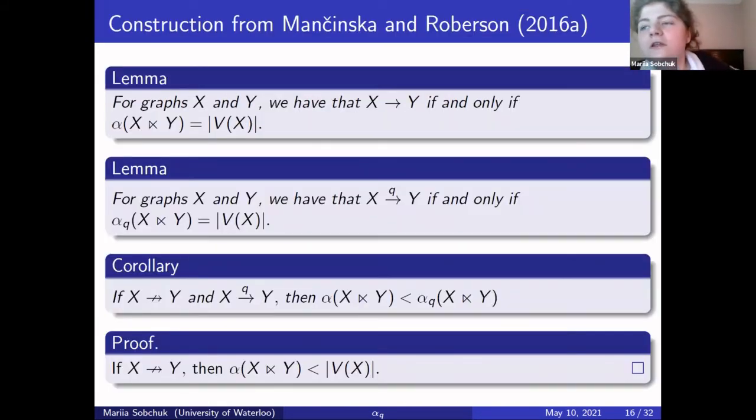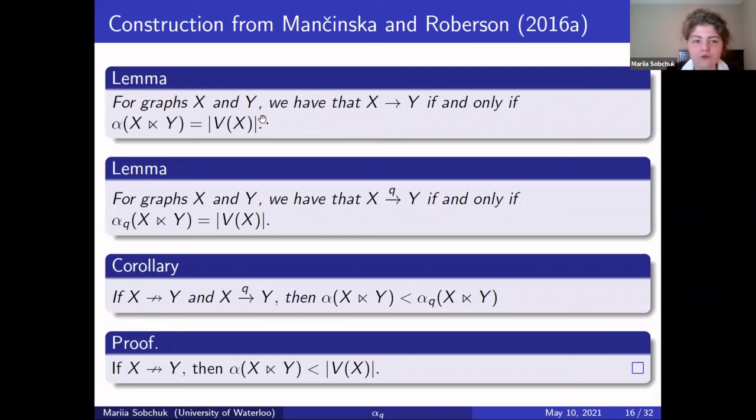So how to construct examples of graphs where there's separation between alpha and alpha q? Manchinska and Roberson thought that if quantum independence number can be phrased in terms of quantum homomorphisms, and classical independence number can be phrased in terms of homomorphisms, then if there's a pair of graphs that have a quantum homomorphism but not a classical homomorphism, possibly there is something we can say about their independence numbers as well.